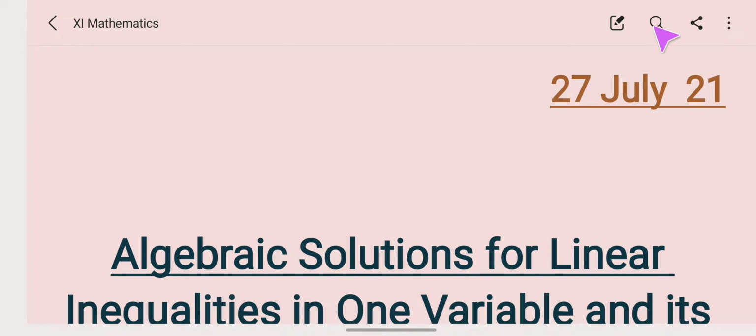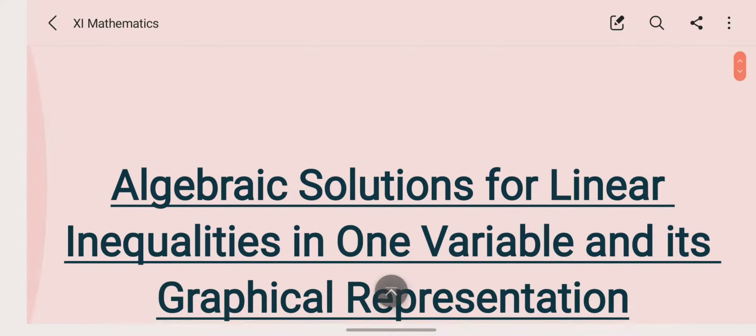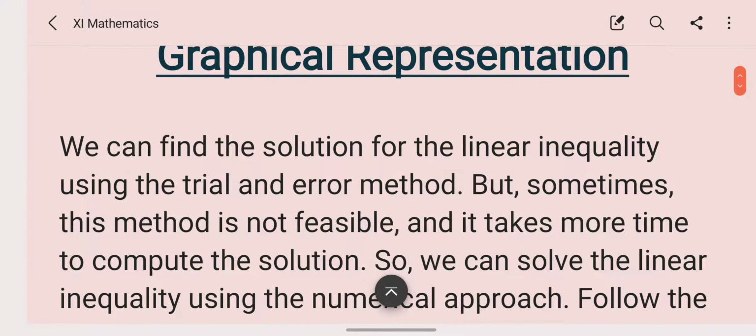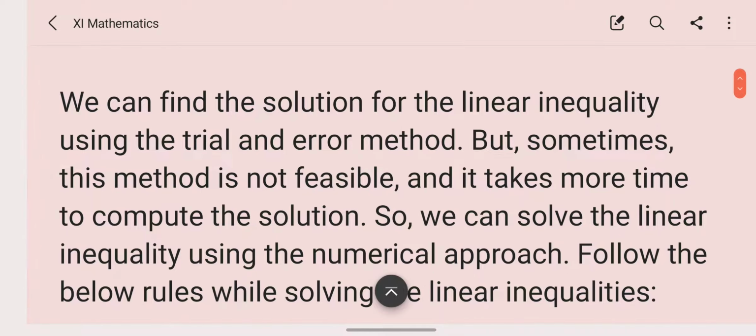Good morning, students. Today we shall discuss algebraic solutions for linear inequalities in one variable and their graphical representation. We can find the solutions for a linear inequality using the trial and error method, but sometimes this method is not feasible and it takes more time to compute the solution. That means it is a lengthy process.